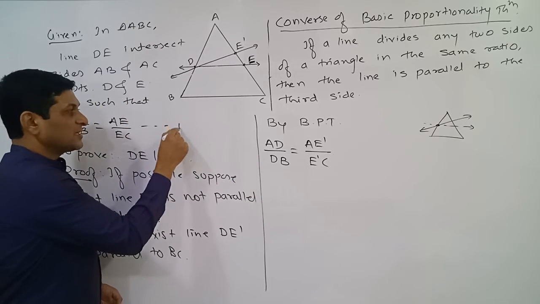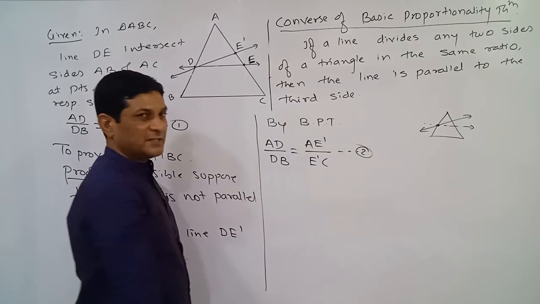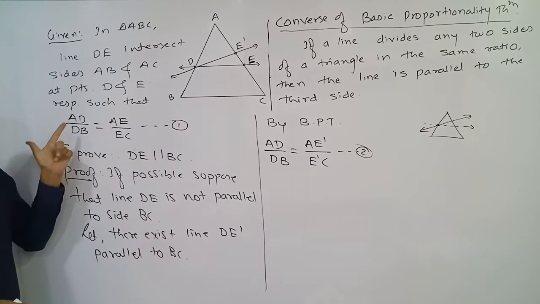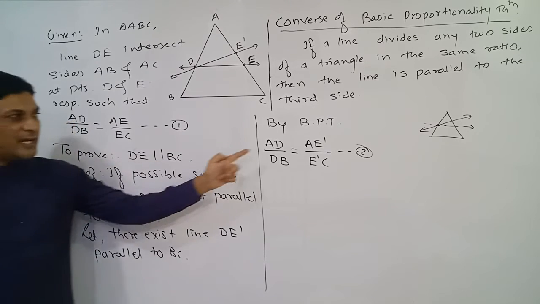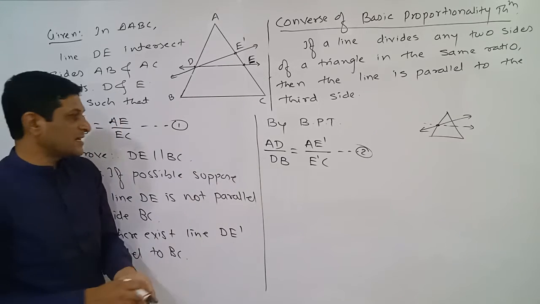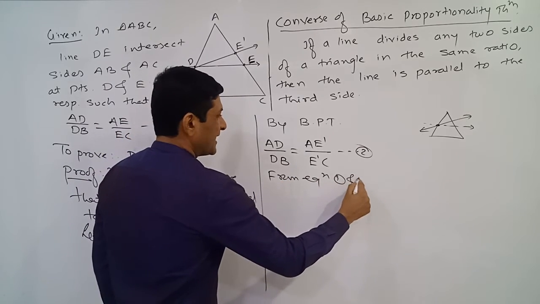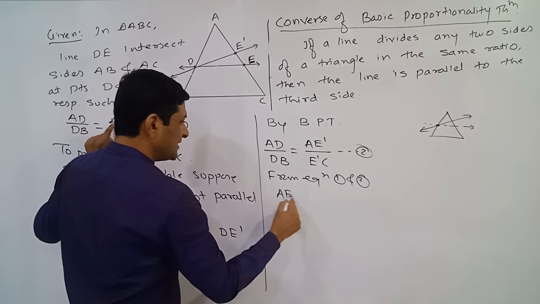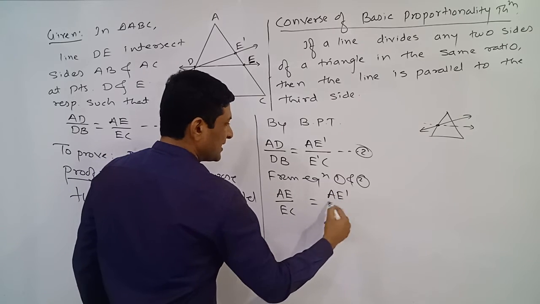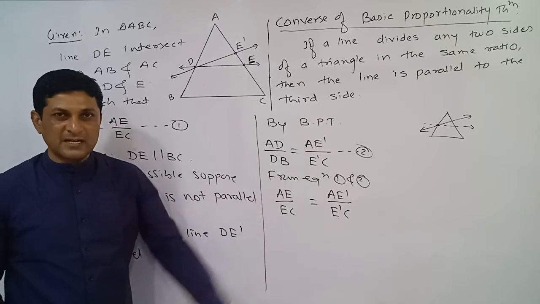Now this is the given condition, so let us denote it by equation number 1, and the result we have got from the basic proportionality theorem we denote by equation number 2. If you observe these two equations carefully, their left hand sides are equal, AD upon DB. If left hand sides are equal, then the right hand sides are also equal. So from equations 1 and 2, AE upon EC will be equal to AE dash upon E dash C.